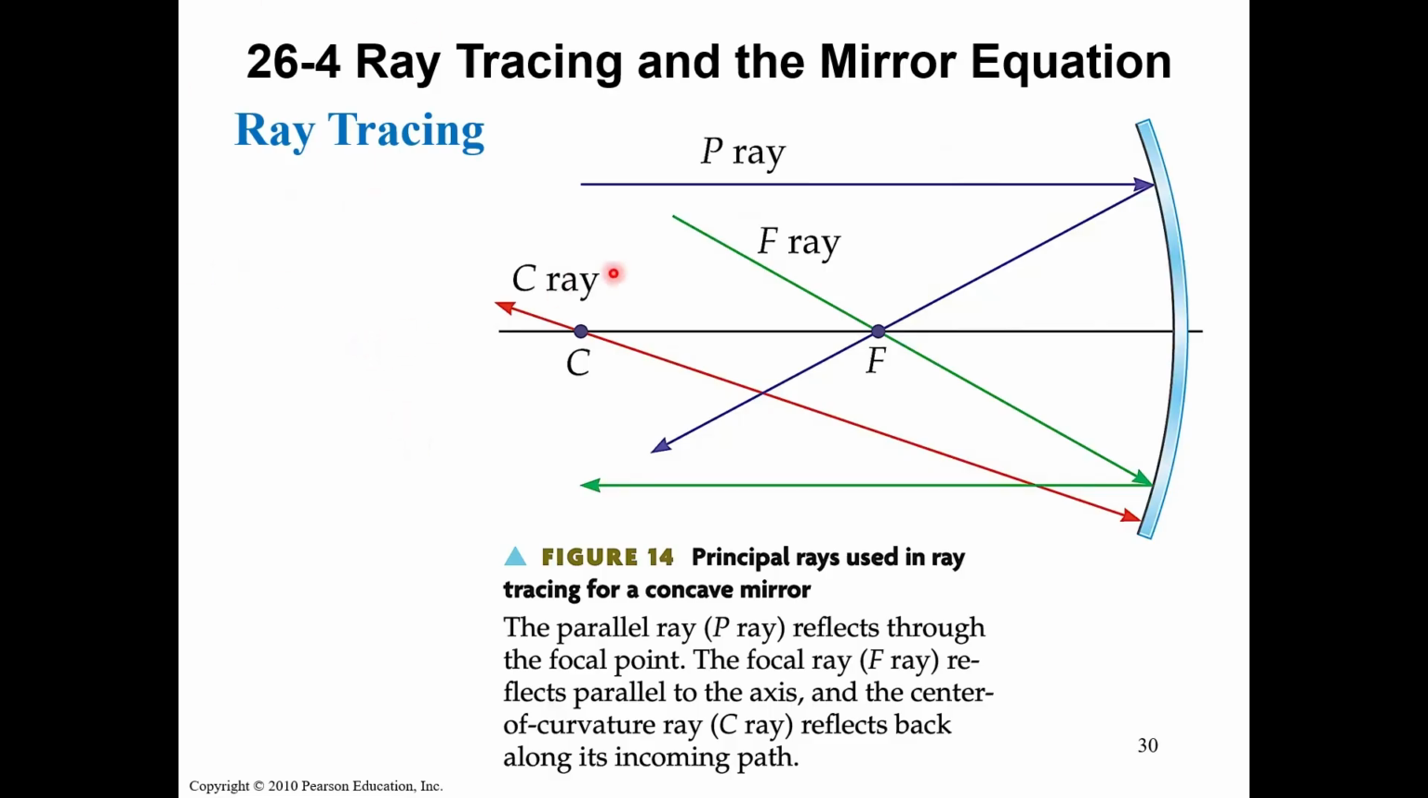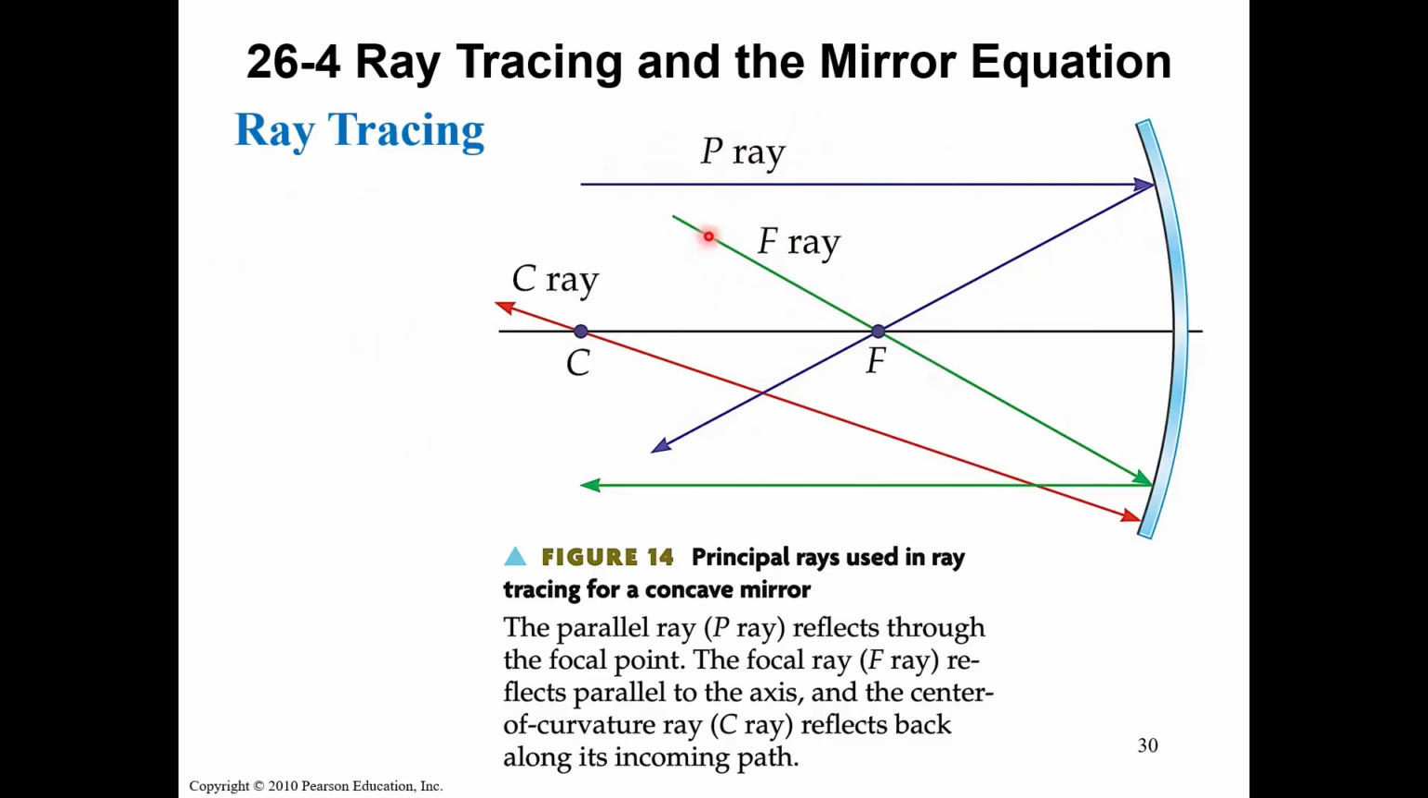So we can talk about a few special rays in here. There is this parallel ray called P ray. It's going parallel, and we know that parallel rays reflected by a spherical mirror will go through the focal point. So this ray we have very good knowledge of it. This is a blue ray, P ray, parallel ray. And then we have the F ray.